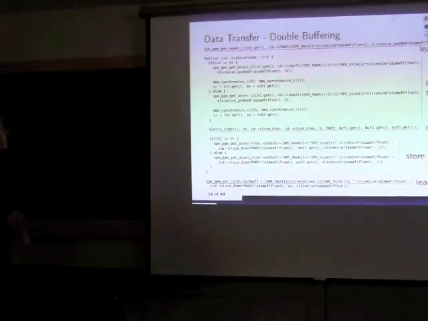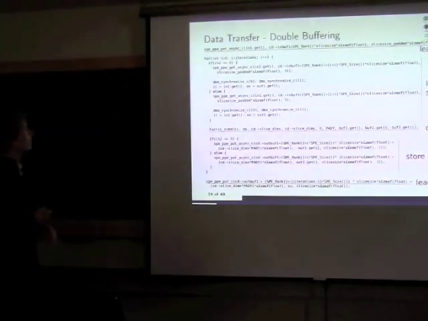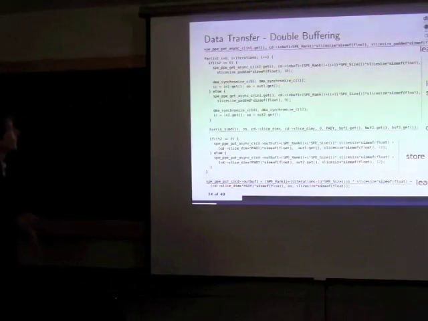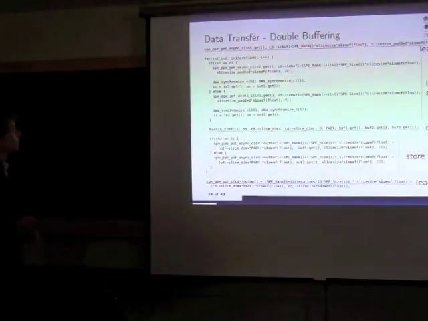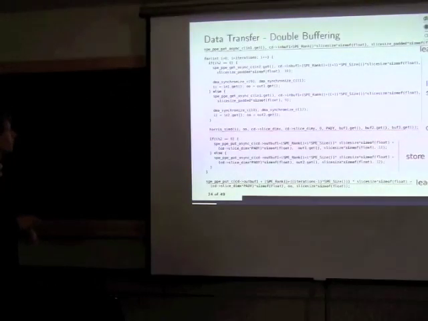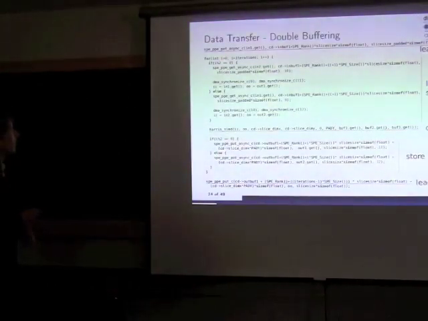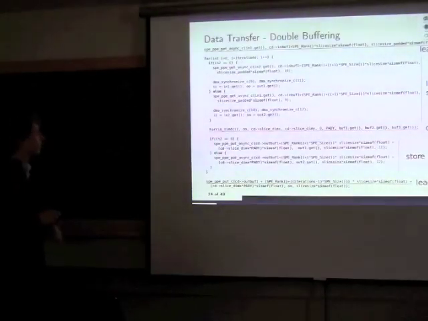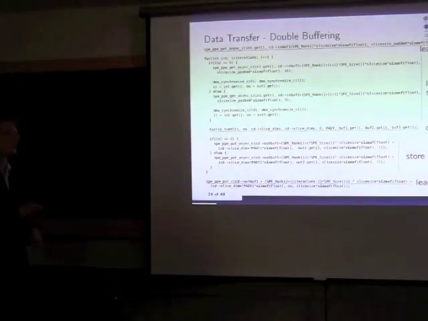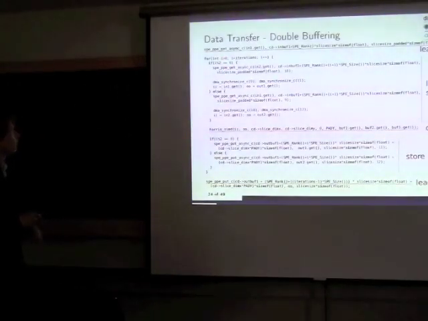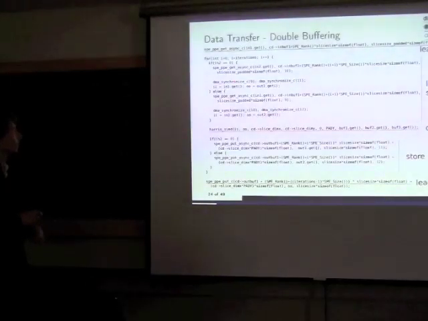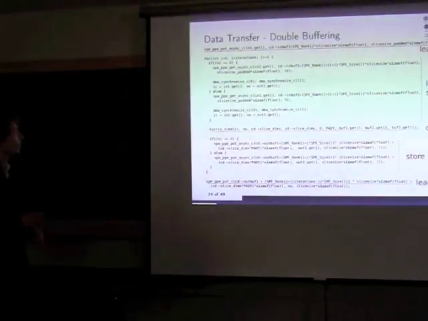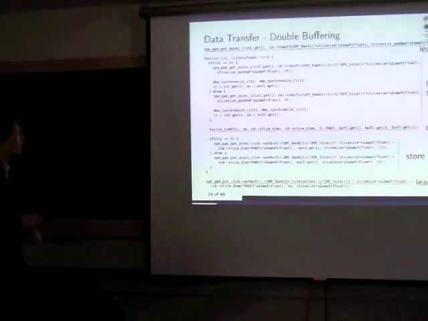What's happening here is you asynchronously load the first stuff you want to compute on. Then you start your iteration, so this would be the lead-in. You load asynchronously, depending on if i is even or odd, into one buffer or the other. You have to synchronize the correct DMA transfer. Of course, you have to synchronize the one for the buffer you want to use right now.